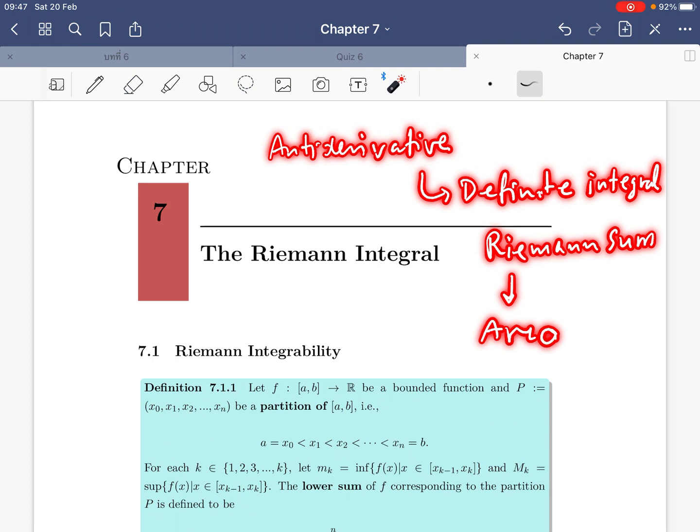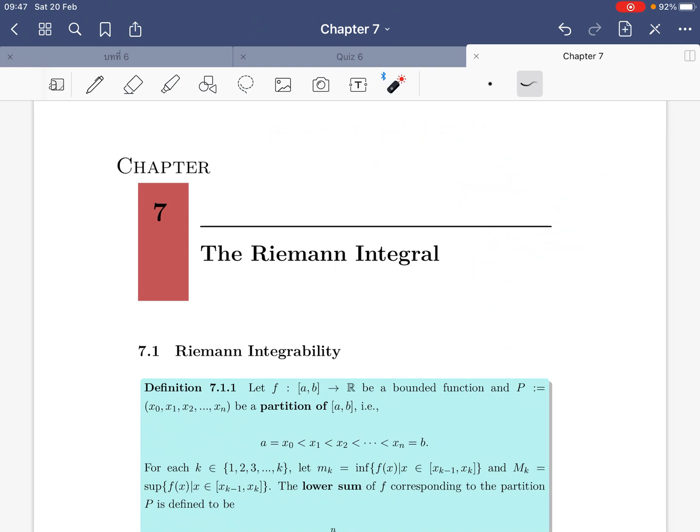So for this chapter we are going to start from this one first, the Riemann integral. However, we are not going to go over the so-called Riemann sum in general, but we are going to talk about only one kind of Riemann sum, and then talk about the definite integral, and also maybe a little bit about the area and go back to the antiderivative. So this is roughly speaking the plan.